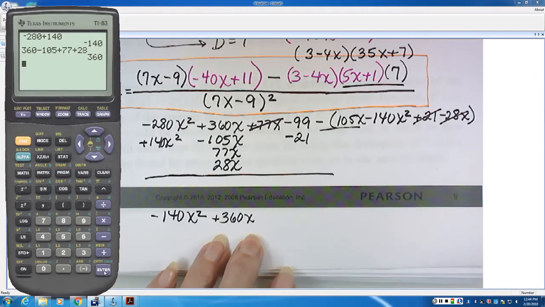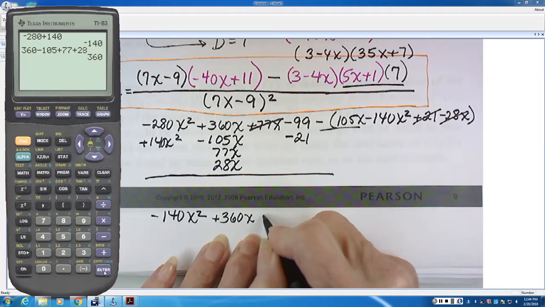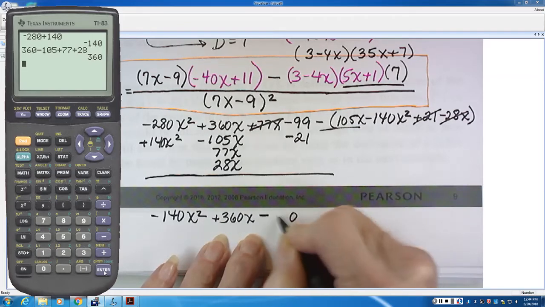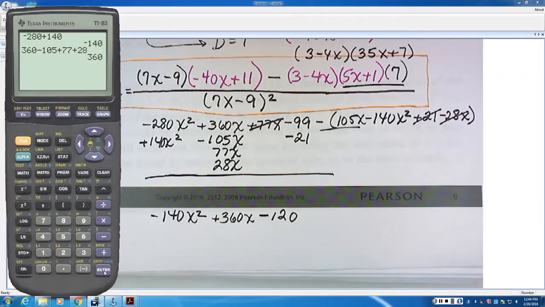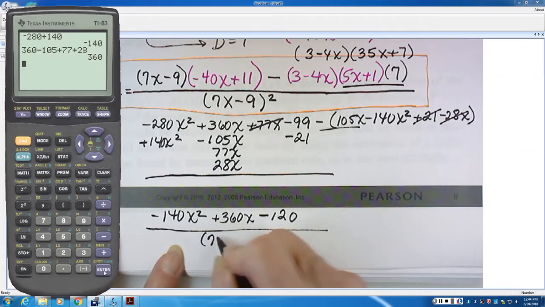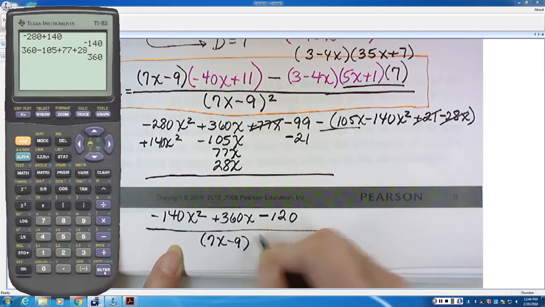And then minus 99 minus 21 is going to be minus 120. And that's all over 7x minus 9 squared.